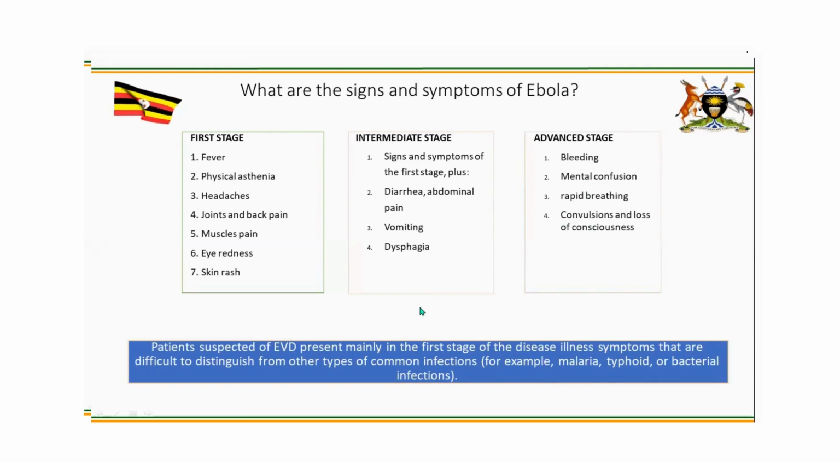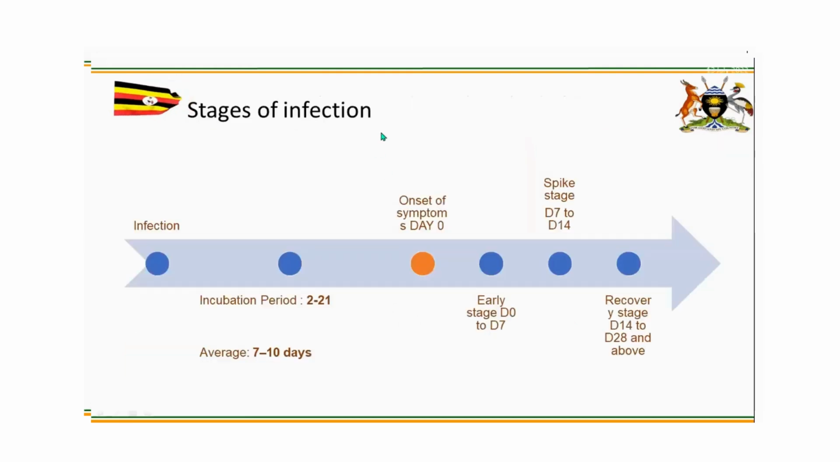Yeah. And then also the staging of the infection, we realize that the incubation period lasts for about 21 days, but not all of them will take all that period. Some people will just after day 1 to day 2 have their symptoms coming up. And we are saying the average is between 7 to 10 days for the majority of the cases that have been seen. And this can be changing over time.